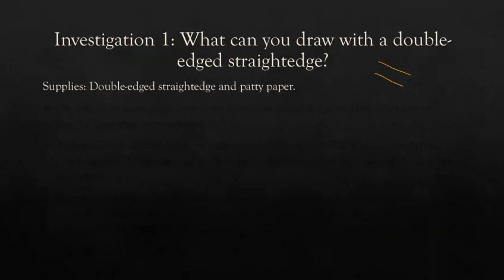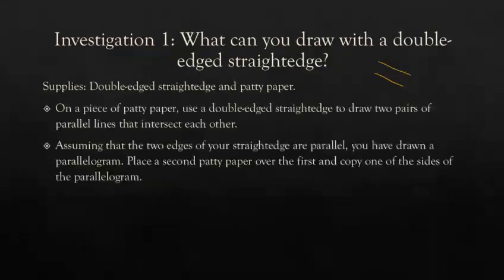On a piece of patty paper, use a double-edged straight edge to draw 2 pairs of parallel lines that intersect each other. Assuming that the 2 edges of your straight edge are parallel, you've drawn a parallelogram. So you're going to draw one like this and then one of them like this. This shape in between will be your parallelogram.